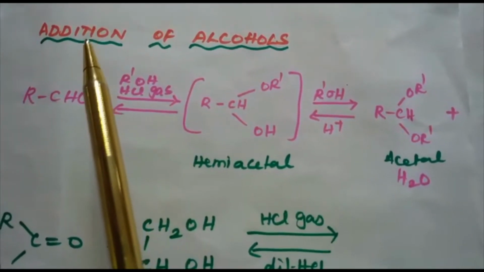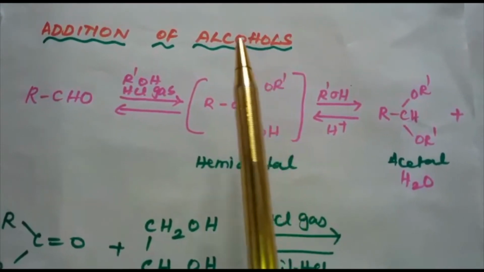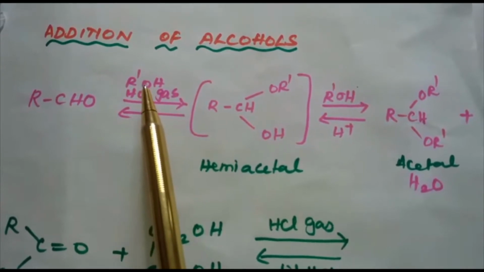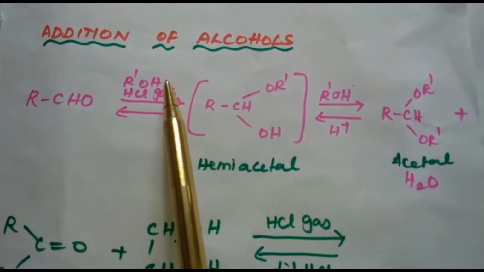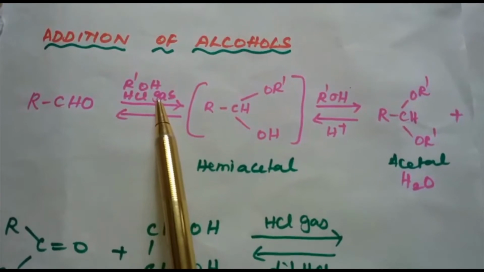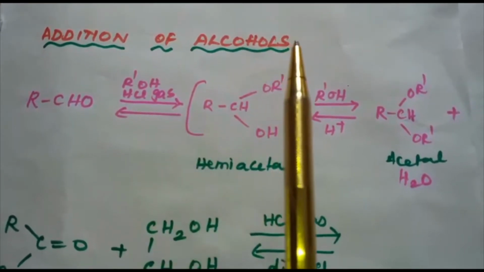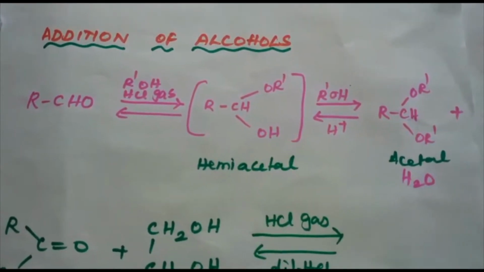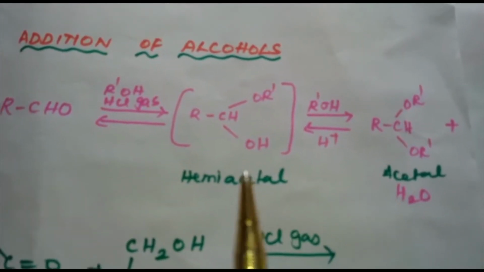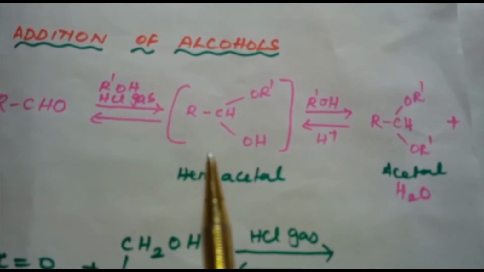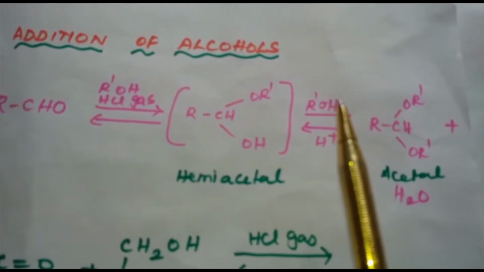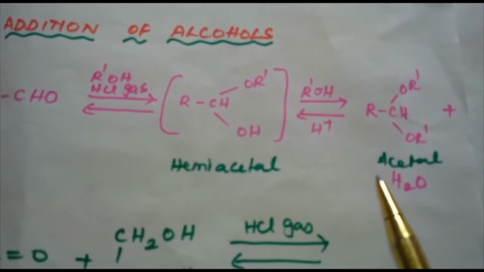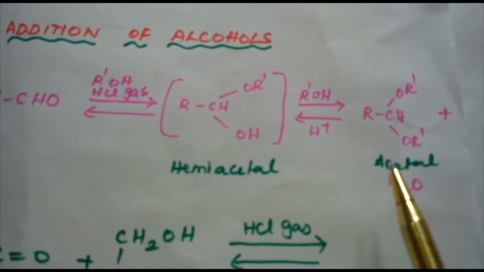Next reaction is addition of alcohols. Aldehydes react with one equivalent of monohydric alcohol in presence of dry hydrogen chloride to yield an alkoxy alcohol intermediate. This is the intermediate, also known as hemiacetal. These hemiacetals further react with one more molecule of alcohol to give a geminal dialkoxy compound, which is known as acetal. This is the acetal over here.